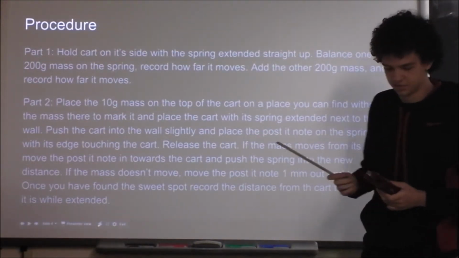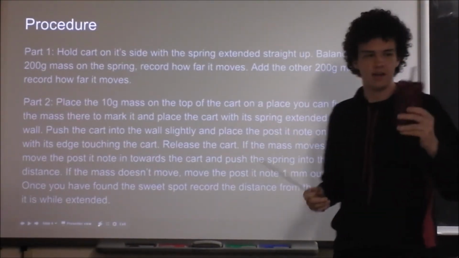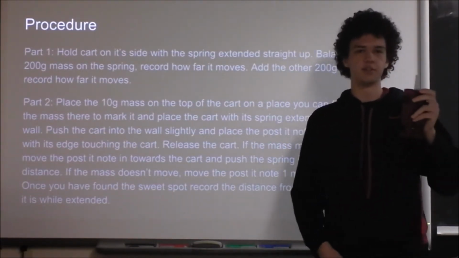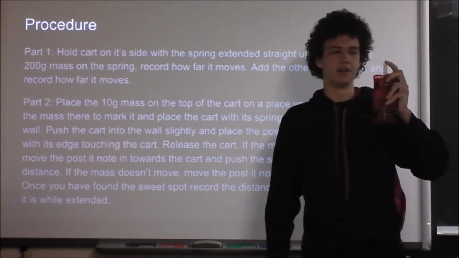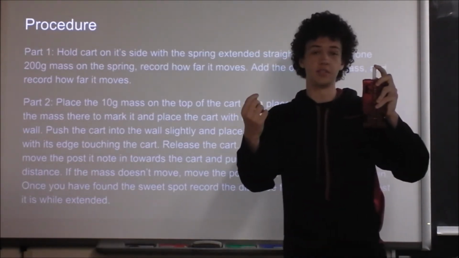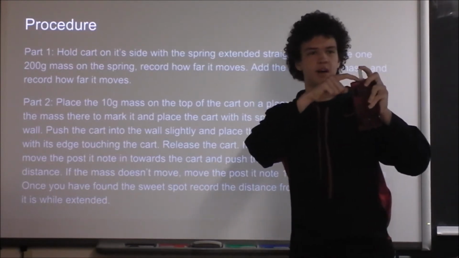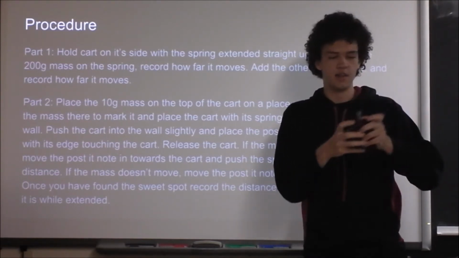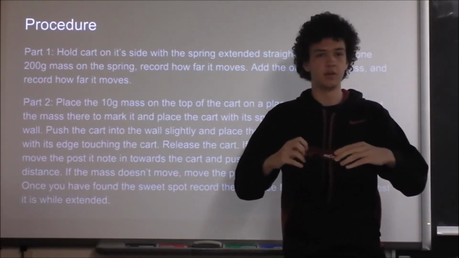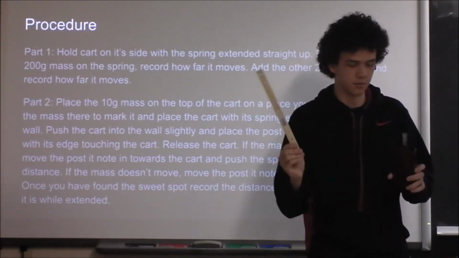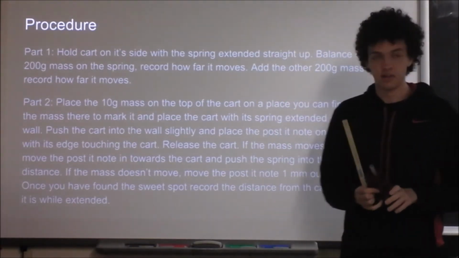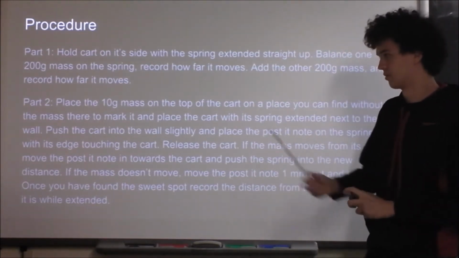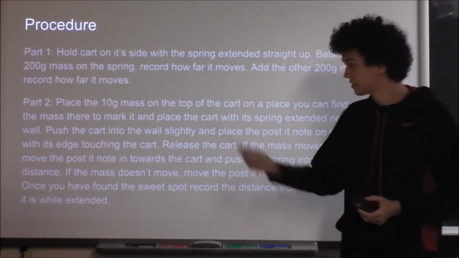Okay, so the procedure went kind of like this. I took this dynamics cart and held the spring out, and I took one 200-gram mass, placed it on top, and saw how much it compressed. Then I took a Post-it note and put it on there so that its bottom was barely touching this part. I removed the mass and saw how far away the end of the Post-it note was from this, measured that with the ruler, and recorded it. Then I did the same thing with a 400-gram mass, and recorded how far they moved. And that was part one.